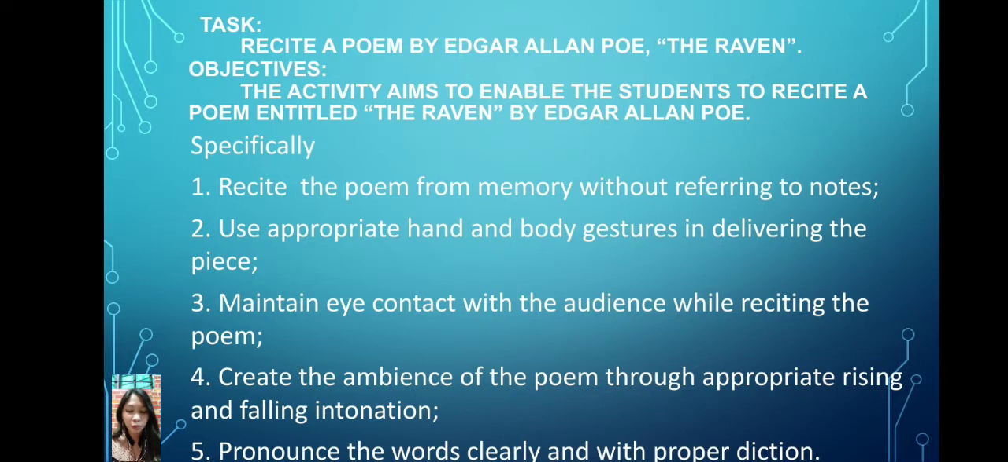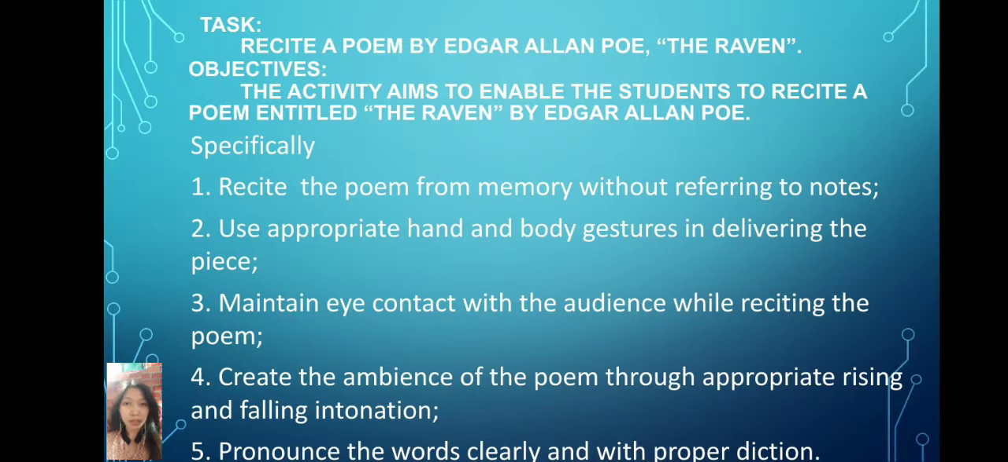Second is to use appropriate hand and body gestures in delivering the piece. Third is to maintain eye contact with the audience while reciting the poem. Fourth is to create an ambience of the poem through appropriate rising and falling intonation. Fifth is to pronounce the words clearly and with proper diction.